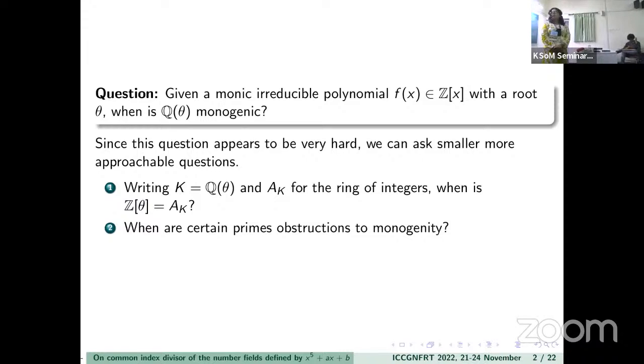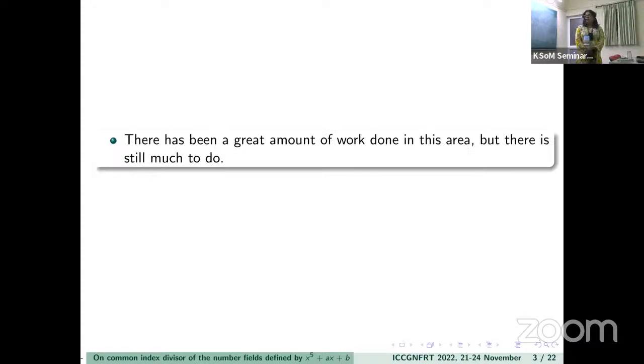One of the classical problems in algebraic number theory is, if we have a given monic irreducible polynomial f(x) with integer coefficients and a root theta, when can we say that the field Q(theta) is monogenic? Since this question is very hard, we can ask smaller approachable questions. When K equals Q(theta) and A_K is the ring of integers of K, when will Z[theta] be equal to A_K? Or, what are the certain primes which cause obstruction to monogenity of K? A great amount of work has been done in this area, but there is still much to do.